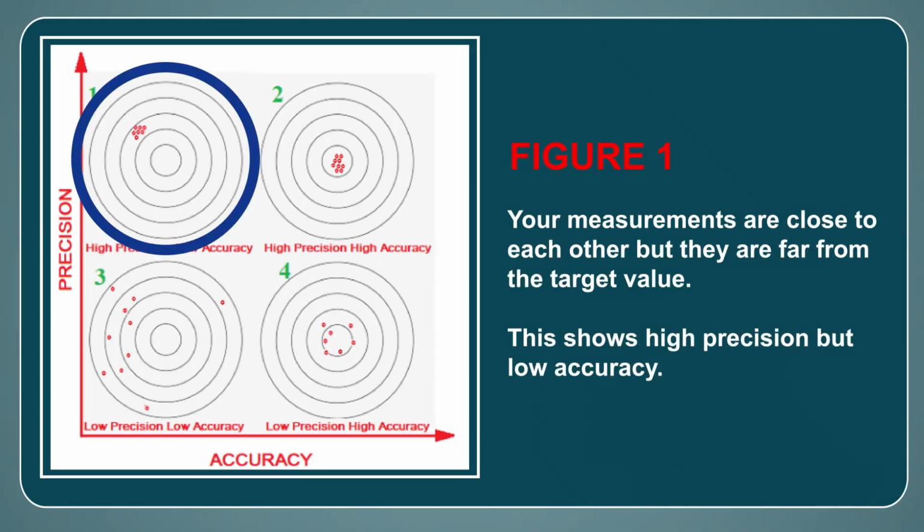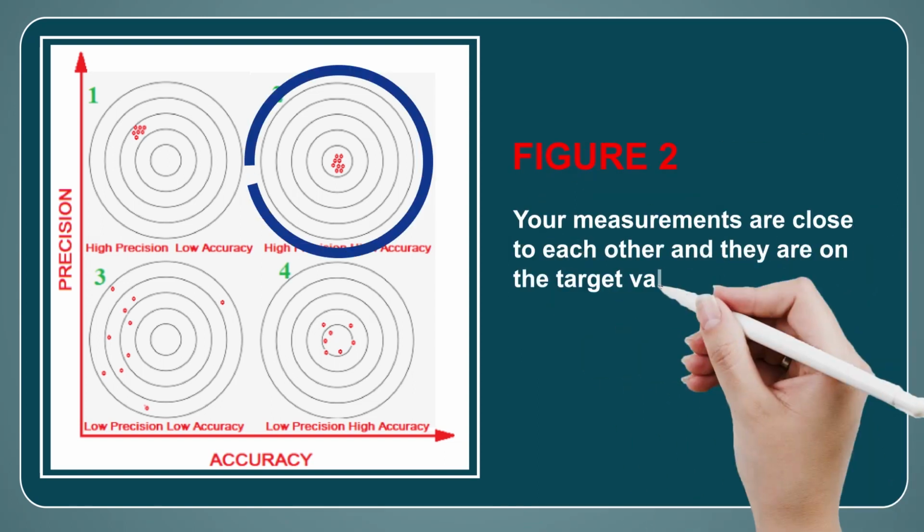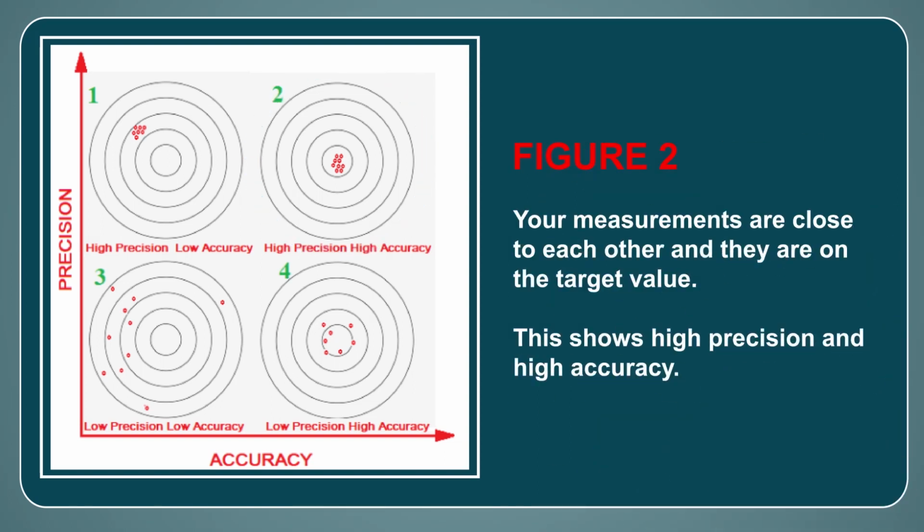Figure 1. Your measurements are close to each other but they are far from the target value. This shows high precision but low accuracy. Figure 2. Your measurements are close to each other and they are on the target value. This shows high precision and high accuracy.